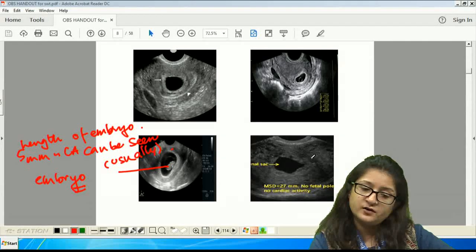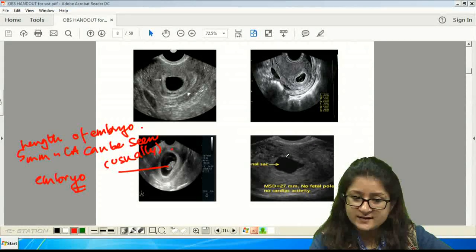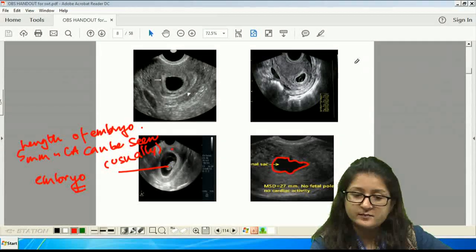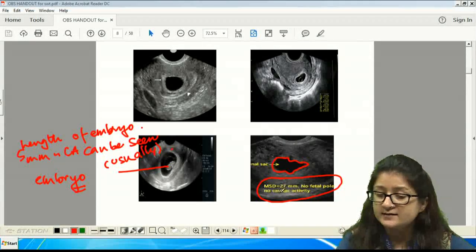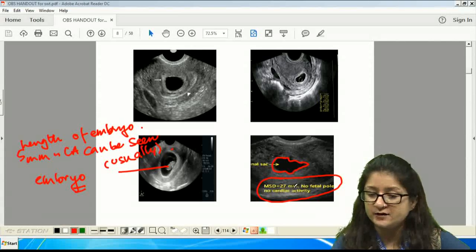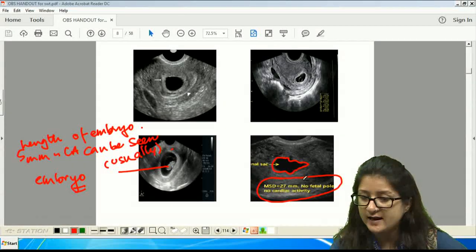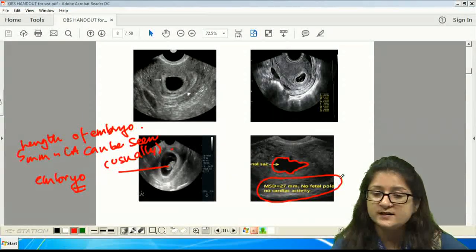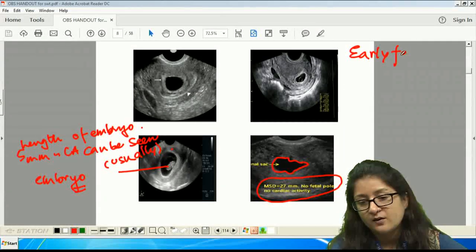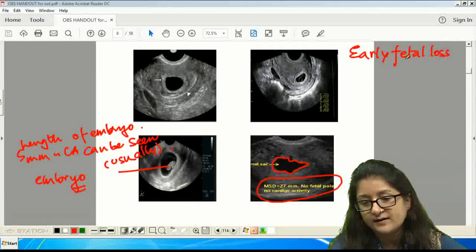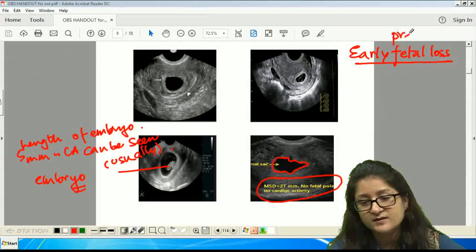If you see, however, on the other hand, this is a sac which has crenated margins. This is a true sac, but you see here that the mean sac diameter in this diagram has been given as 27 mm. It is a very big gestational sac, but there is no fetal pole. So this is the current diagnosis of early fetal loss, or early pregnancy loss.